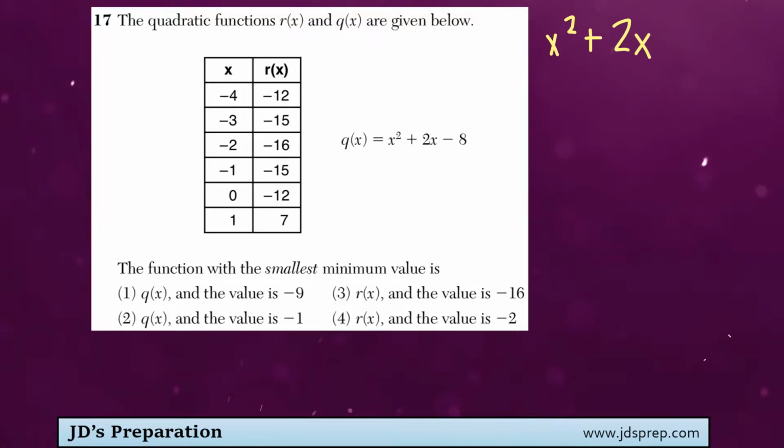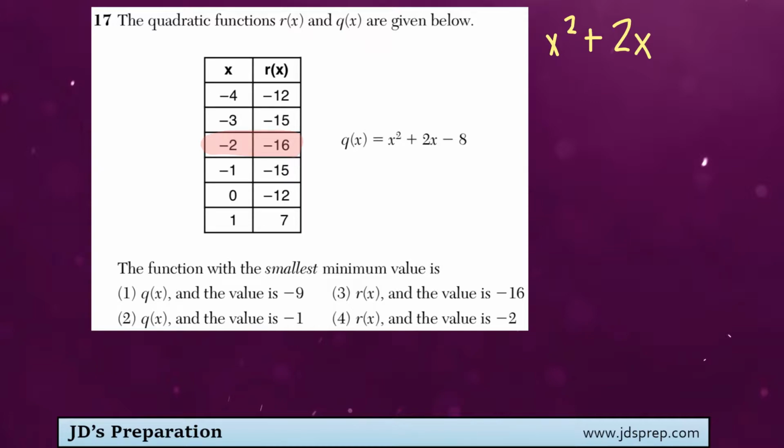So this problem is asking us to compare these two functions, r of x and q of x. We're trying to find out which one has the smallest minimum value. For r of x, that's quite easy to tell. When we're looking at r of x, we can see the minimum occurs here when r of x equals negative 16, where x has a value of negative 2.